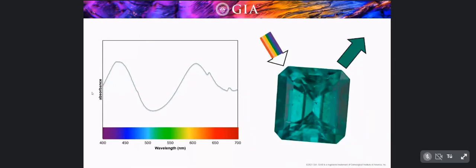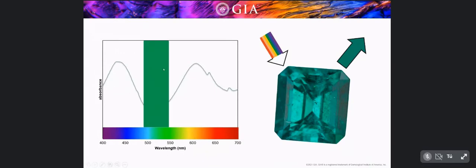And so when white light enters this emerald, the chromium atoms absorb all that blue and red light, creating this transmission window where there's low absorbance in the spectrum, and all the green light comes back to us.